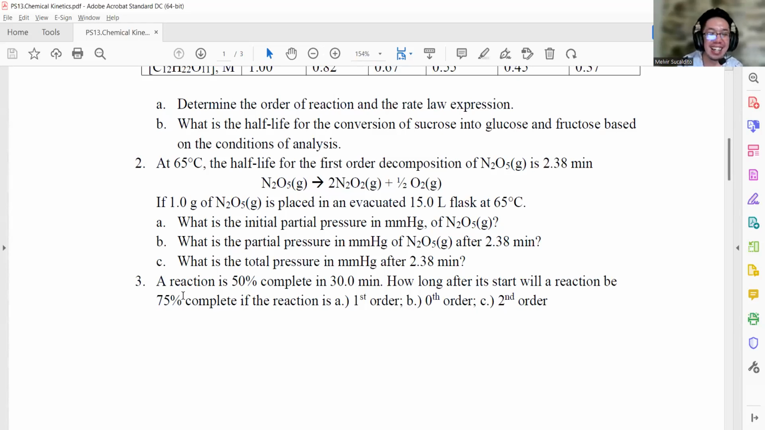Ito, sige. A reaction is 50% complete in 30 minutes. So this will test naman your knowledge about the orders of reaction, which is madali ito para sa'yo. How long after its start will a reaction be 75% complete? If the reaction is A, first order, B, zero order, C, second order. So please take note, ito yung word mo dyan. A reaction is 50% complete in 30 minutes. So parang after 75% completion, gaano siya katagal mag-i-take?